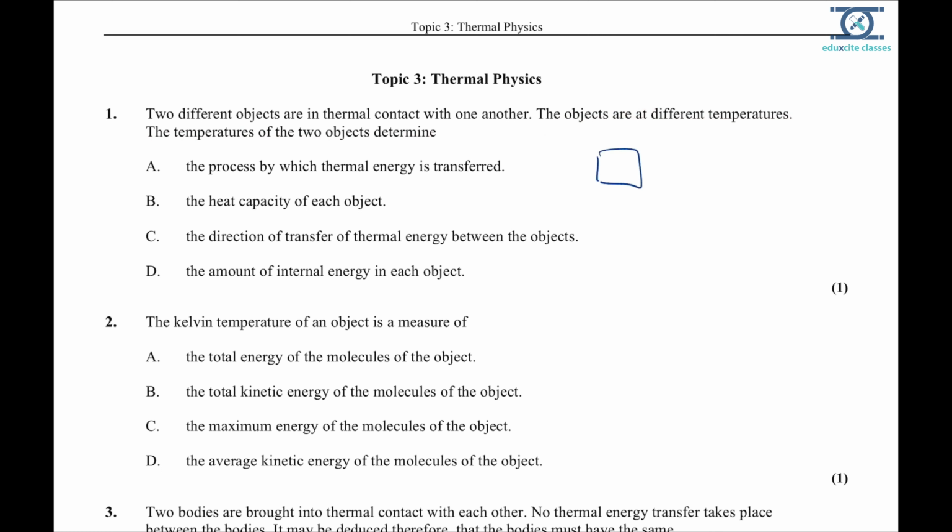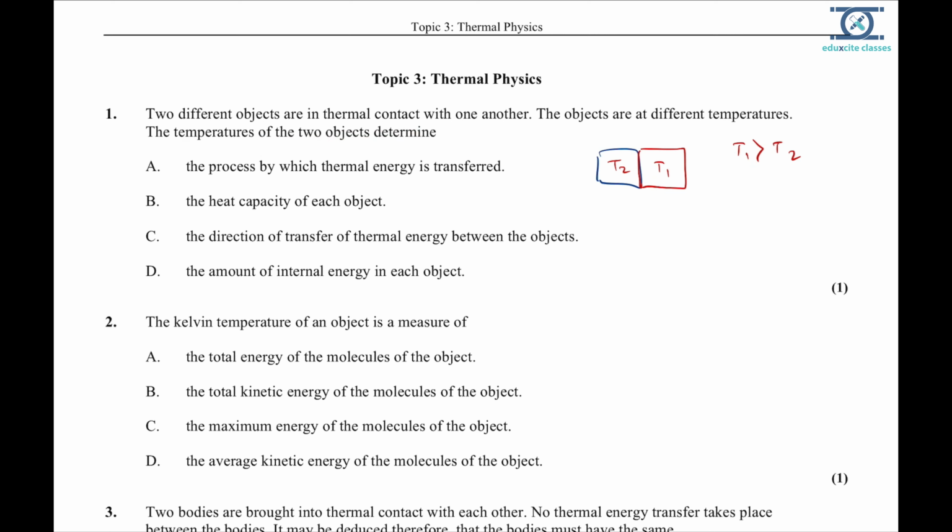Let us say these are the two objects 1 and 2. These are in thermal contact with one another, but they are at different temperatures. Let us say this is T1, this is T2, and T1 is greater than T2. So the temperature of the two objects determines what happens.